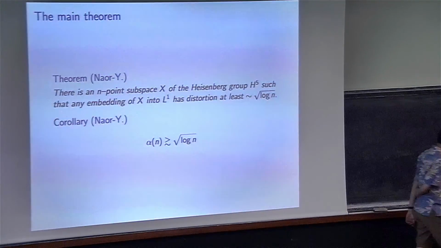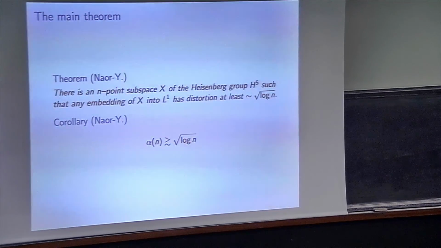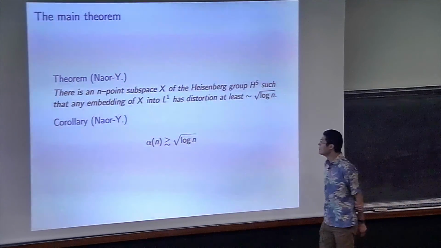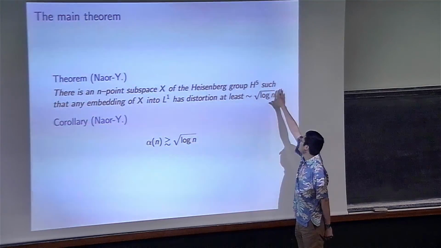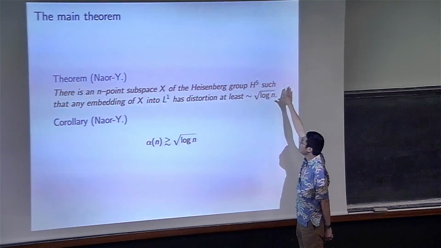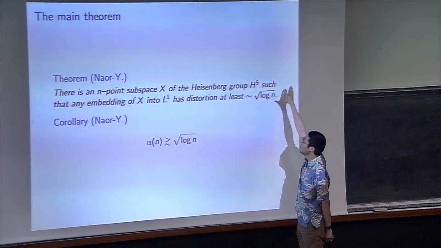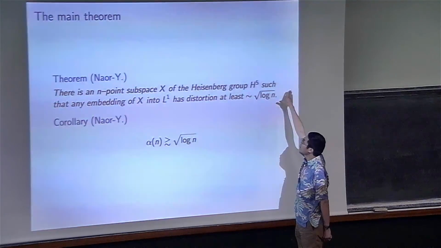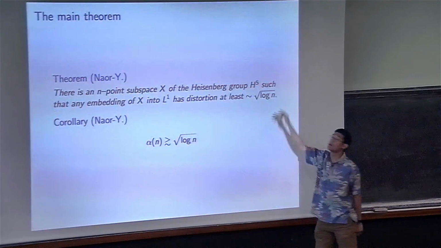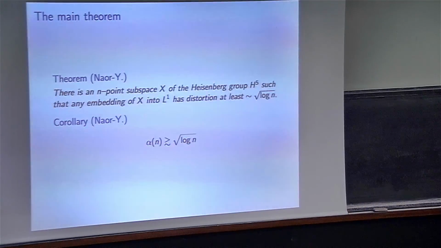Okay, so this about covers the computer science part of the talk. So if you came in late, or if I lost you during that first bit, this is the main thing we're interested in from the geometric point of view. We want to find some n-point subspace of the Heisenberg group such that any embedding of that subspace into L1 has distortion at least root log n. And so from here on out, we're mostly going to drop the computer science, and we're just going to look at embeddings. Is this okay so far?